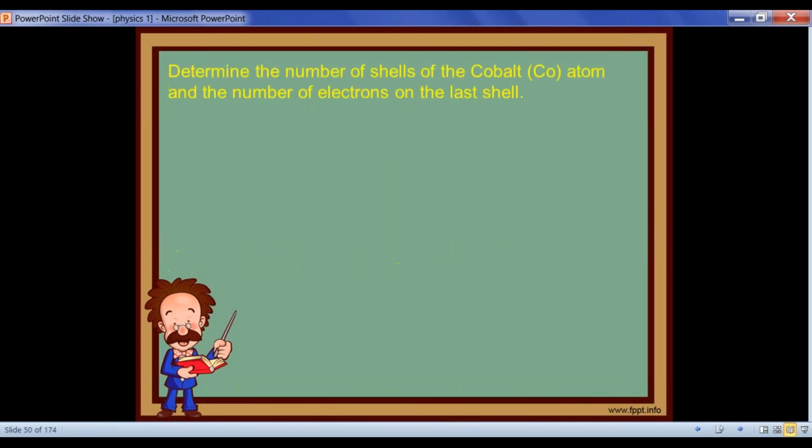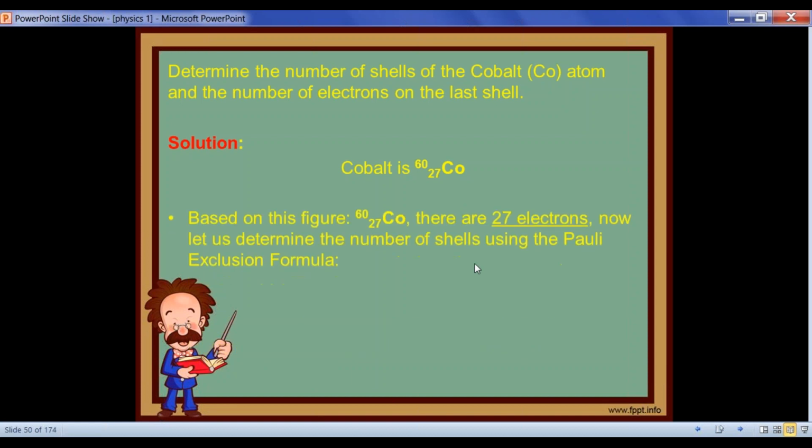So another example, determine the number of shells of the cobalt atom and the number of electrons on the last shell. Again, we will look for the element cobalt in the periodic table of elements. So we have this, atomic mass is 60, atomic number is 27. Based on the figure, we now have 27 electrons here.